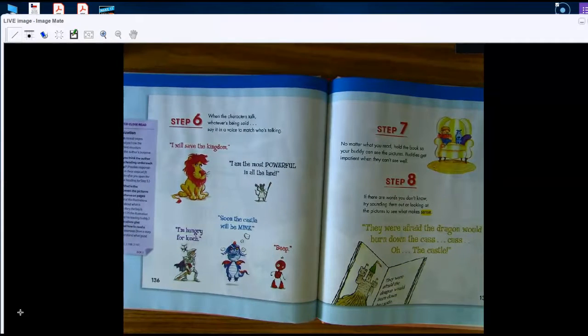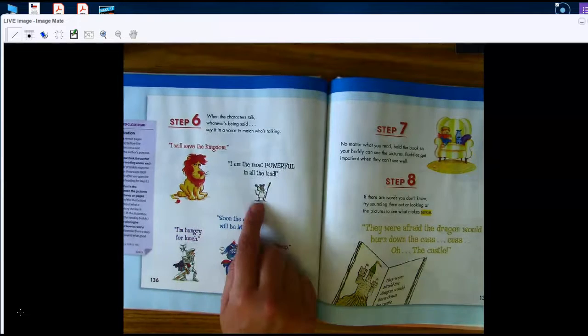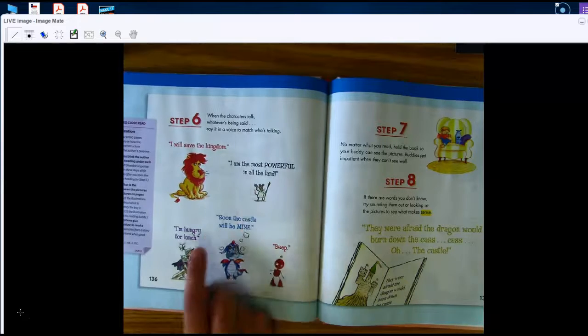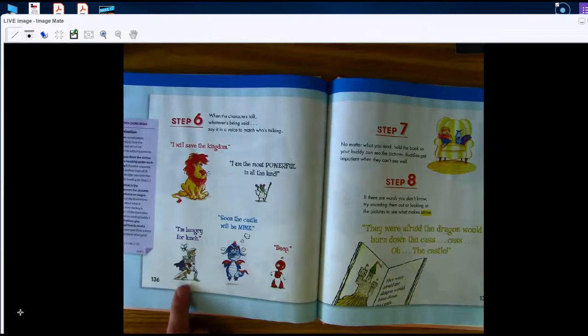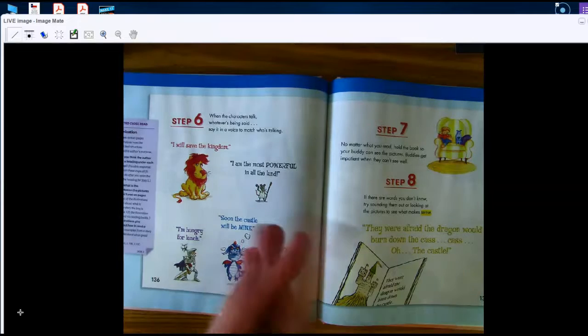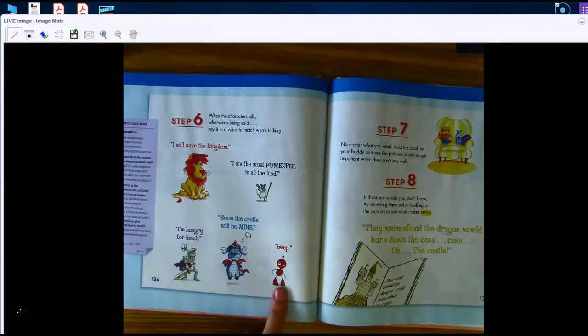Okay, step 6. When the characters talk, whatever's being said, say it in a voice to match who's talking. Let's be the lion. I will save the kingdom. Let's be the mouse. I am the most powerful in all the land. Let's be the knight. I'm hungry for lunch. Let's be the dragon. Soon the castle will be mine. I just imagine him doing this with his fingers. Soon the castle will be mine. And then the robot, beep.